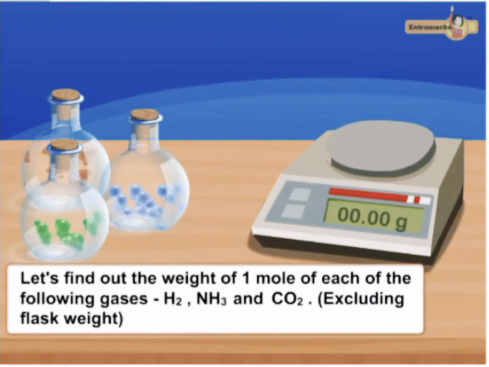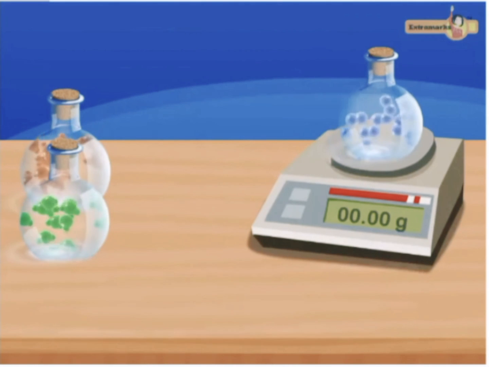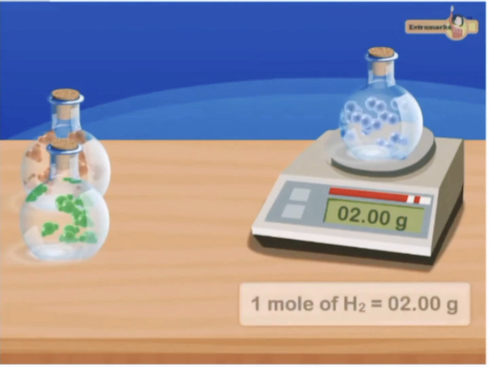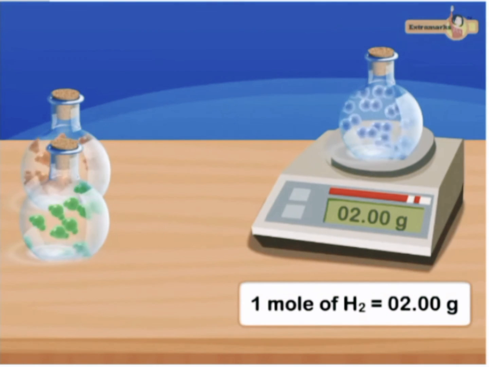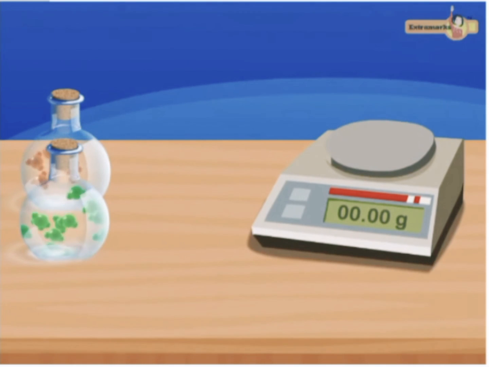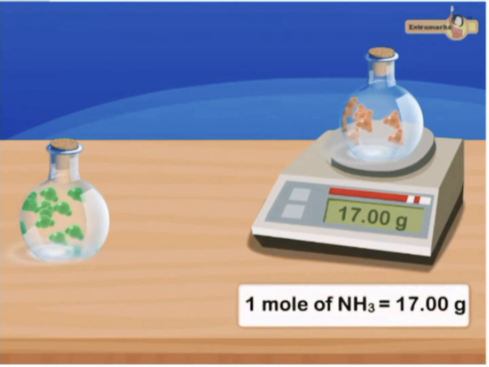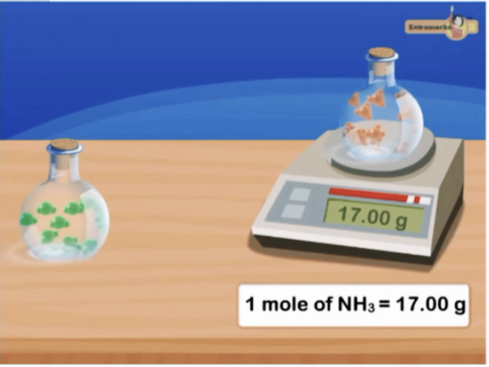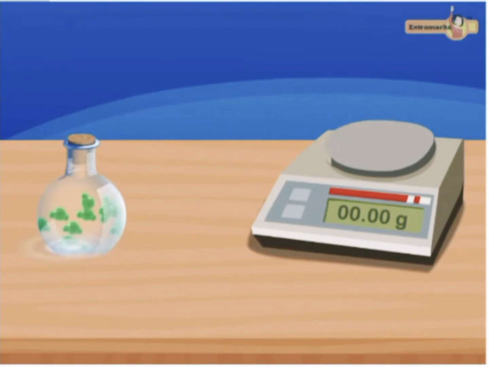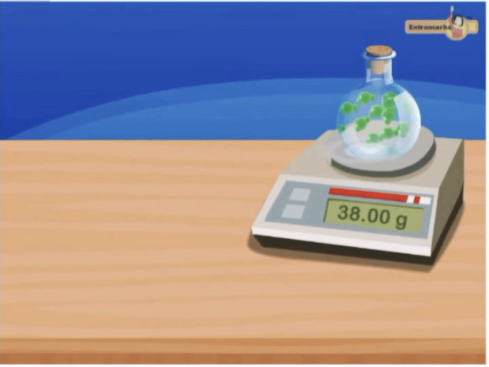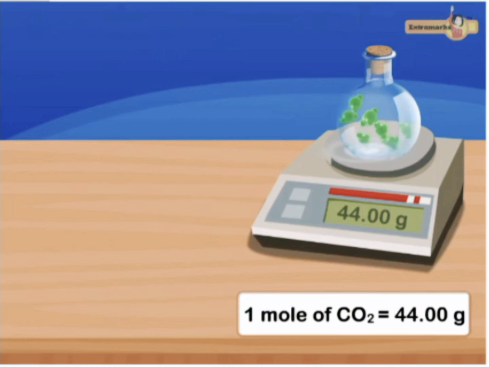First, we will find the weight of 1 mole of hydrogen gas. It weighs 2 grams. When we weigh 1 mole of ammonia, it weighs 17 grams. When we weigh 1 mole of carbon dioxide, it weighs 44 grams.